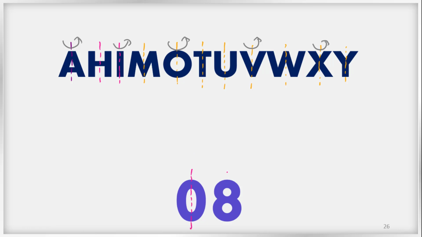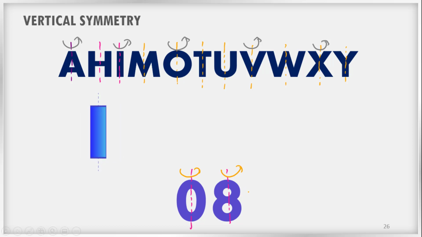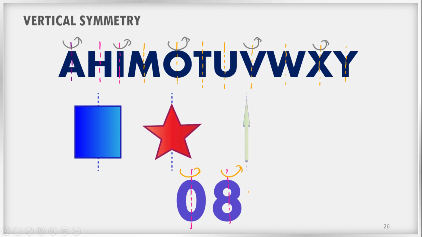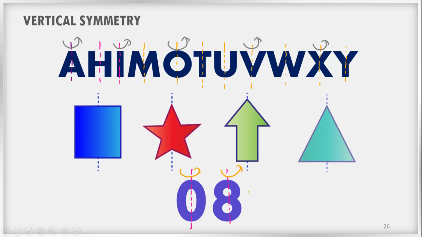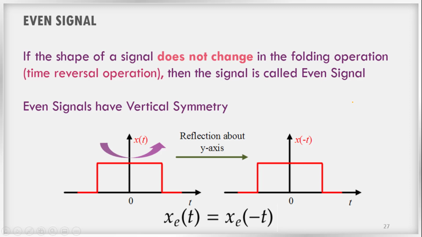Similarly, we can draw some vertical axis like this, and if we horizontally flip these numbers with respect to this vertical axis, you can see that the shape of the numbers will not change. Similarly, some shapes like this, a square, a star, an arrow or a triangle, all will have this kind of vertical symmetry. What is the basic idea of vertical symmetry? We draw a vertical axis, and if we flip these shapes with respect to this vertical axis, the shape must remain the same. Then we will say that there is a vertical symmetry. So that is the basic idea of even signal.